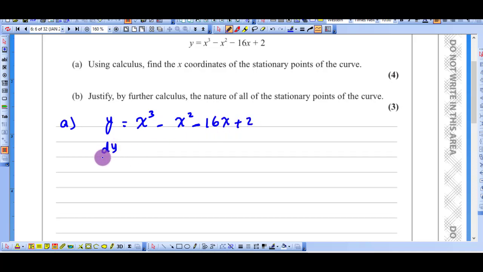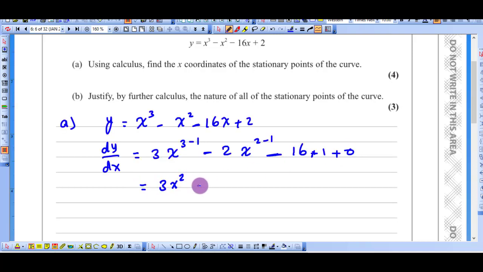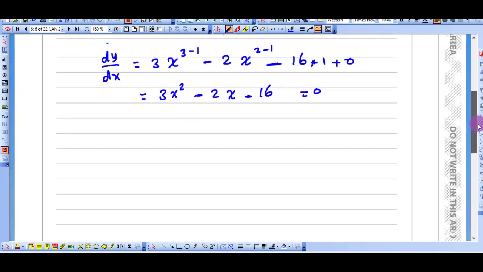So we need dy by dx is equal to 3x power 3 minus 1 minus 2x power 2 minus 1 minus 16 multiplied by 1 plus 0. So it's equal to 3x squared minus 2x minus 16. This part is equal to 0, so we need to find the x.